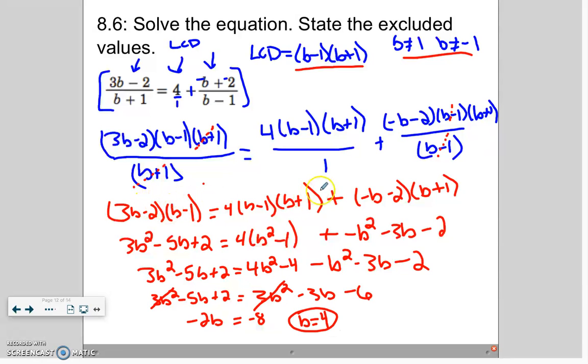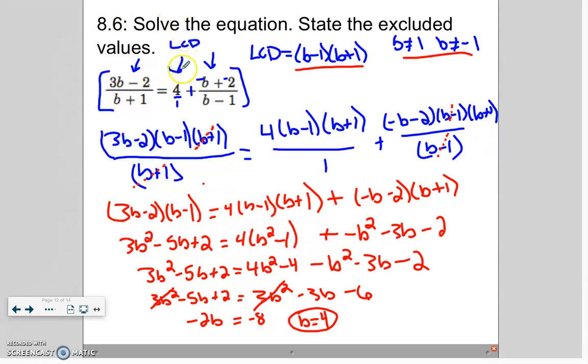And I know there's a lot of FOILing here, but that's the expectation, so we need to make sure we take care of it and watch the negative. If we didn't distribute the negative, this 4b squared and this negative b squared here would not have canceled very nicely. We would have to get to a factoring situation. So in this case, the b squareds cancel, leaving us with a linear expression and a linear answer. So we got one solution coming out.